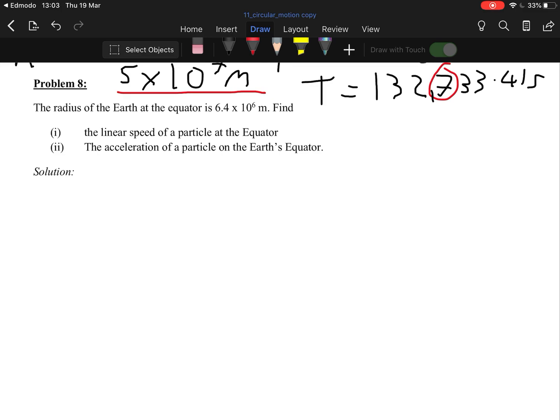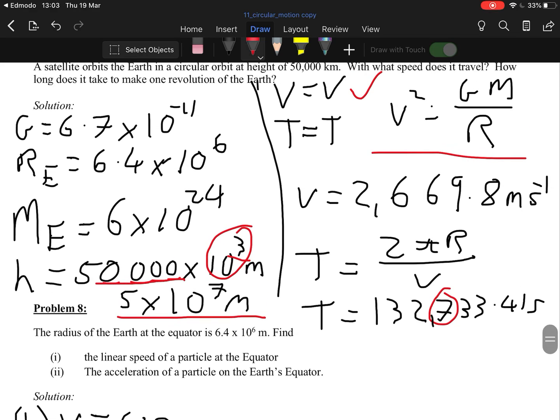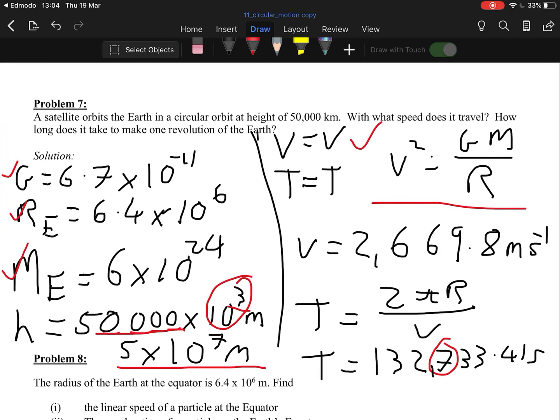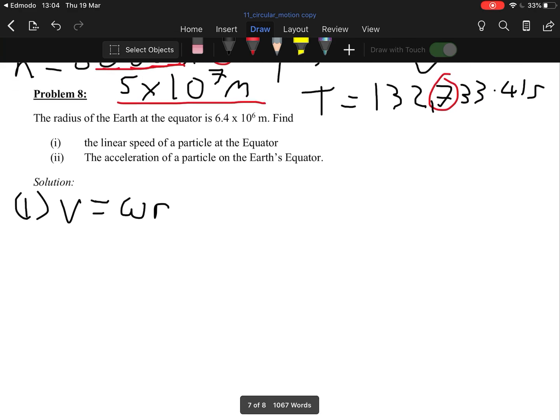Okay, so we're looking for linear speed, which goes back to earlier, where we have V equals omega times the radius. Equation 1. Also, the values are the same as up here. So G is the same, mass is the same, and radius of the Earth is the same. I just don't want to rewrite them out. So G equals 6.7 by 10 to the minus 11, radius of the Earth is 6.4 by 10 to the 6, mass of the Earth is 6 by 10 to the 24. So all those values stay the same.